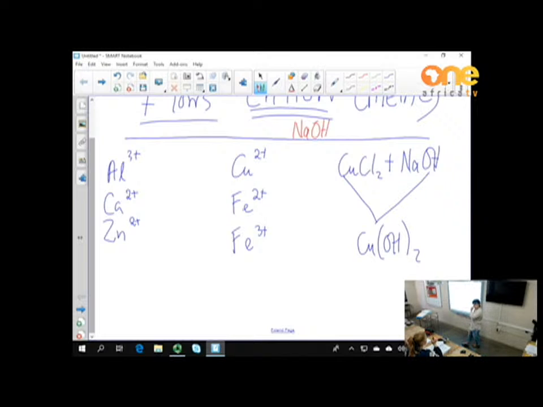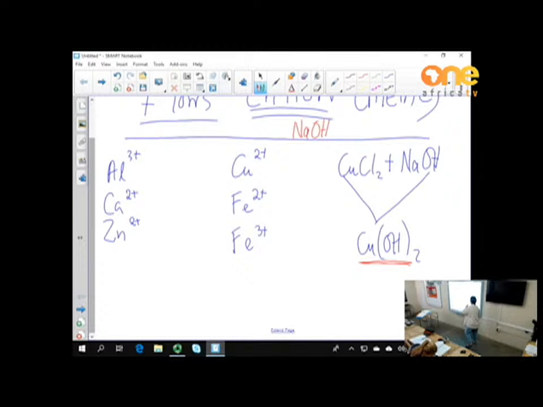That's not white. Copper is blue. It's not necessarily white. There is a powder left. Yes, a solid is formed. Well, that is the precipitate. That's the insoluble salt, the metal hydroxide. Different metals have different colors. But this stuff is the precipitate, and the color of that precipitate indicates what metal I have.